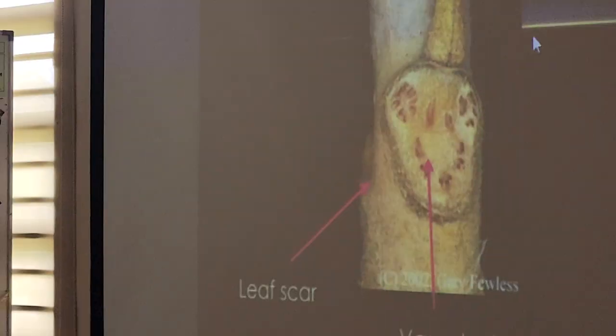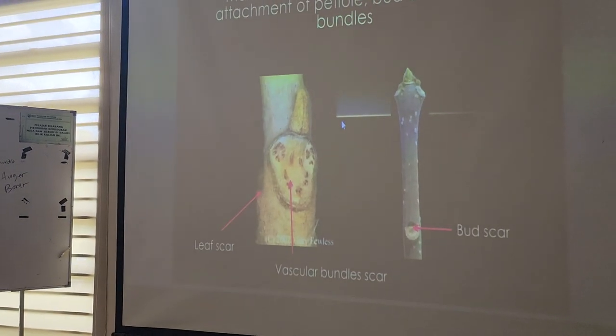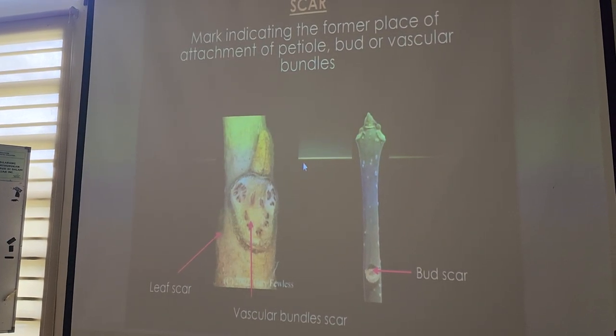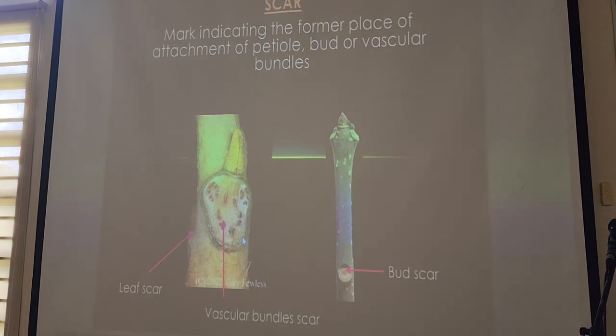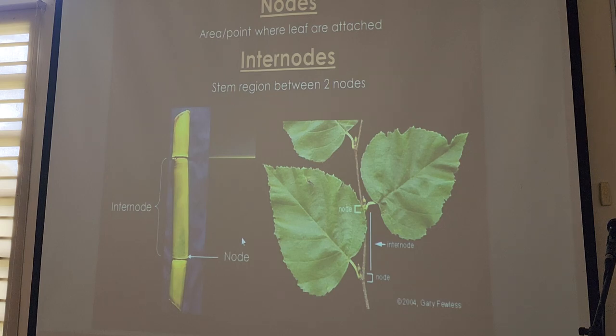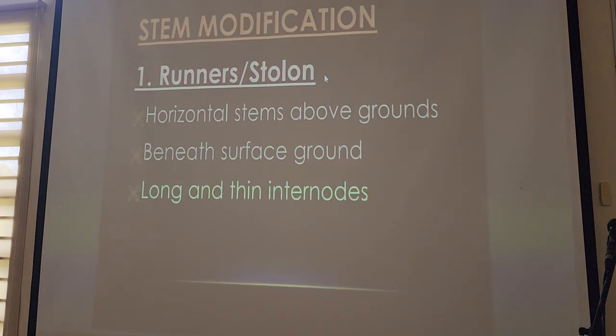All right. And then you've got the scar. I think we've seen this before as well, the bud scar. Remember your papaya. So you can see all the vascular bundle scars along the stem. And I've already covered the concept of nodes and internodes. Is this clear already? We can skip this. Nodes and internodes, what are they in Malay? Buku dan ruas.